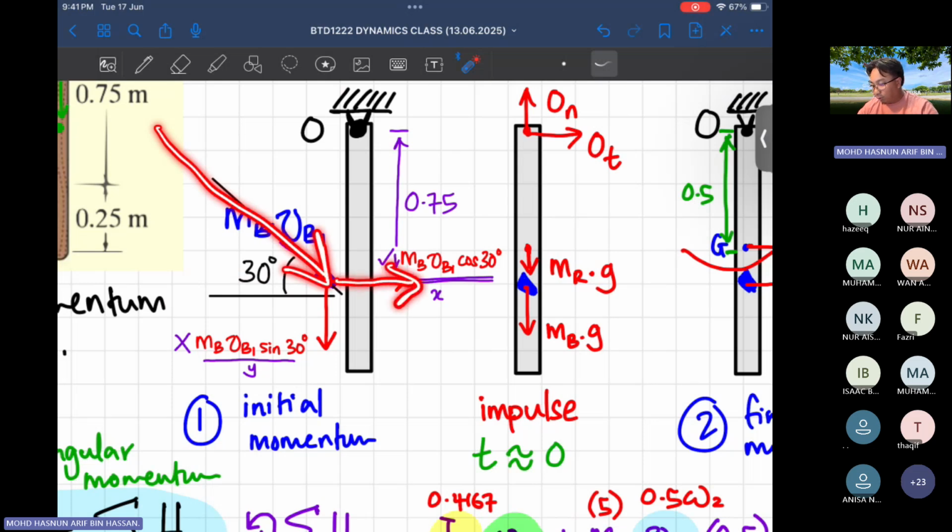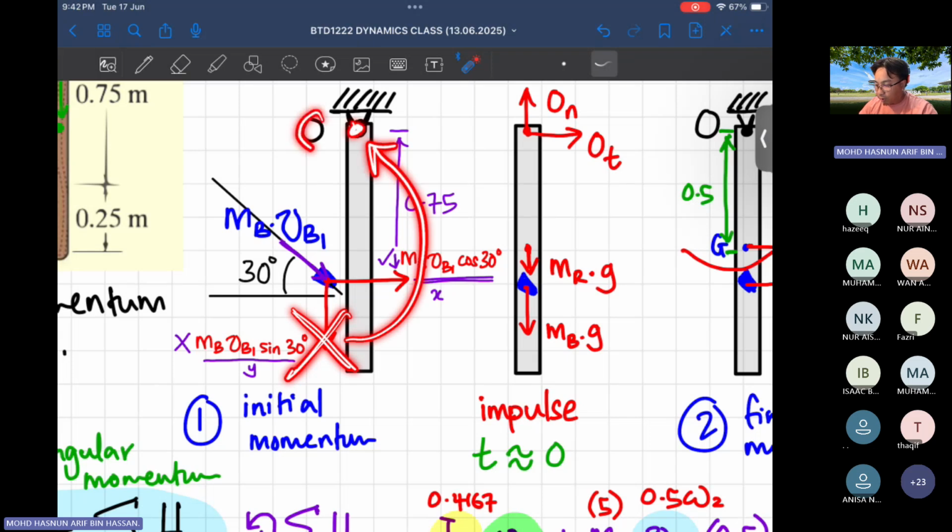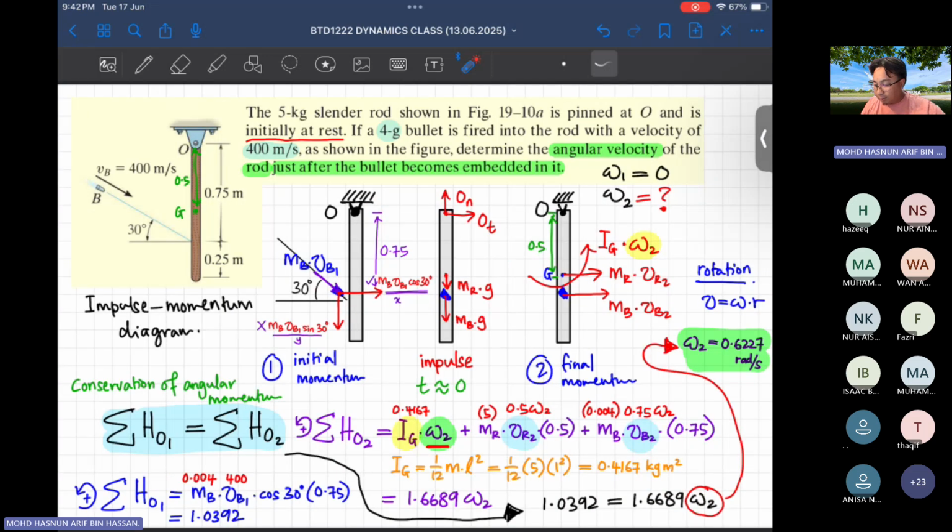So you have to resolve into one in the tangential axis, or the x-axis, because this is rotation, so this will be tangential. And the normal axis will be pointing to the center of rotation. And we also have another momentum of the bullet pointing downwards. But this momentum has no angular momentum about point O, because now the focus point is point O. Then you proceed to calculate what you have in initial momentum number 1, HO1, and what you have for HO2. And then finally, you combine these two together to get the value of omega 2.